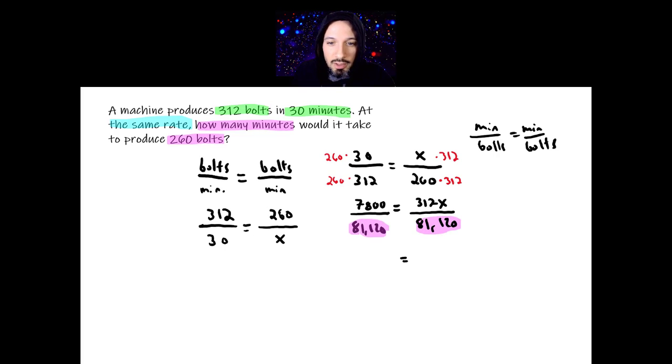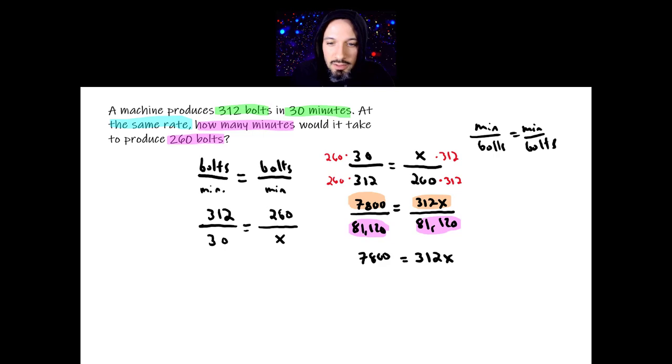And now you can see here that my denominators match up. It's the same thing. And if that's true, then I know that my numerators up top, these two, have to be equal to each other. Again, if two fractions are equal, which is what we have in a proportion, the bottom numbers have to match when you write them out as an equivalent fraction, and so does the top. So that means the top numbers have to be equal. So that's my new equation. It's going to be 7,800 is equal to 312x.